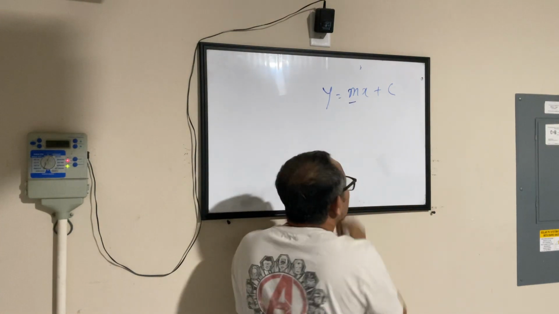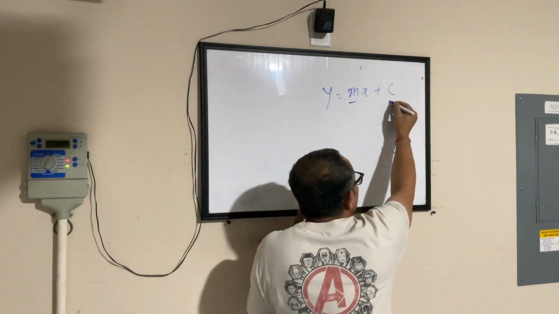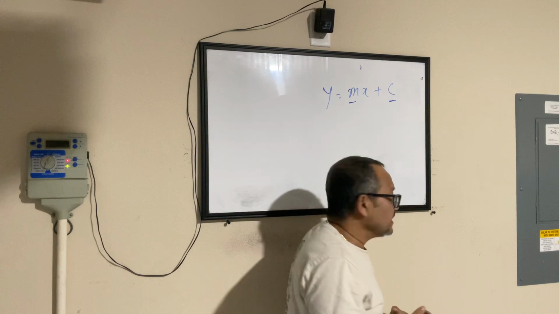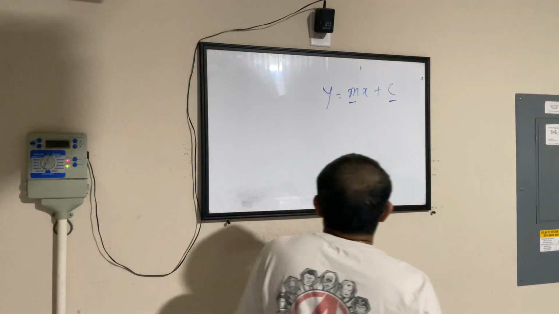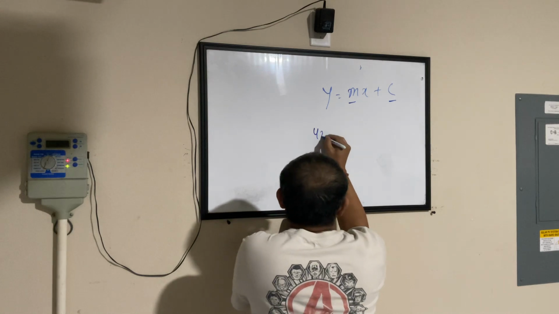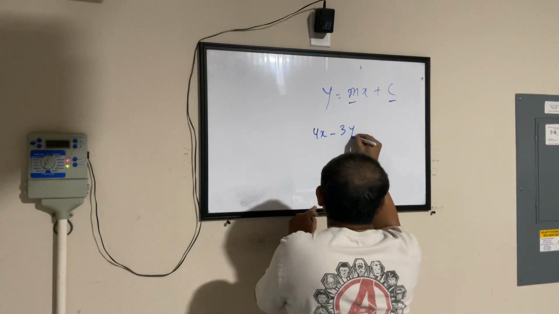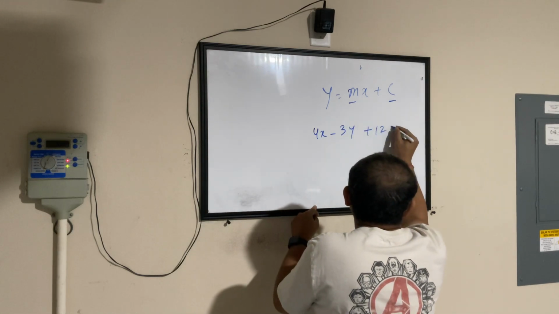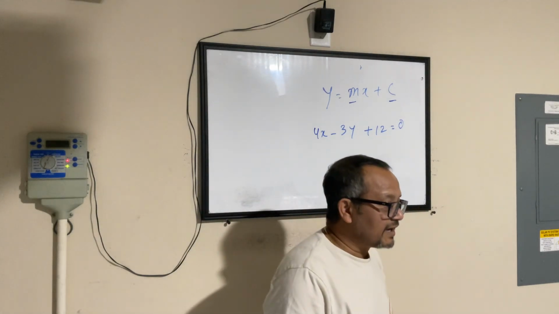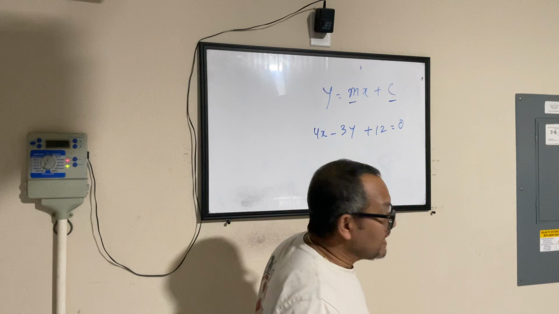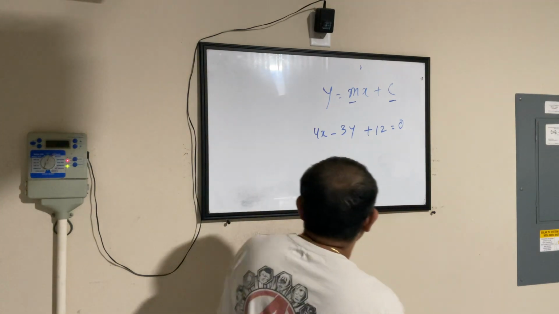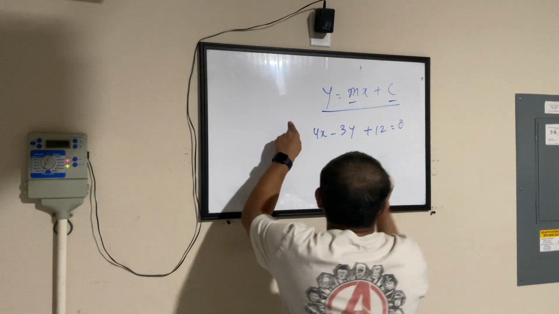What is m? That is your slope. What is c? This is where the line touches the y-axis. So if you have an equation like 4x minus 3y plus 12 equal to 0, and people say find out the slope of this line and find out where it touches the y-axis. What will you do? Convert this into this form first.